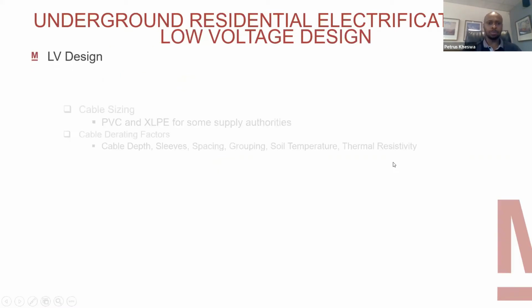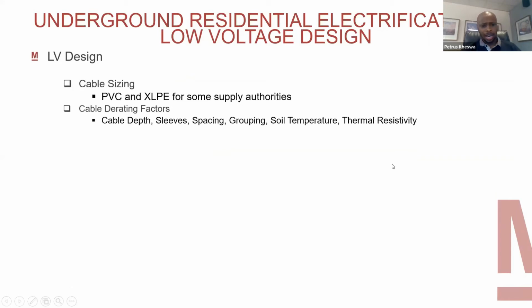And then if we now proceed to the LV design, that's also on the cable sizing. Supply authorities here mostly use PVC as the main LV feeders, but some supply authorities do use XLPE. Also in your LV design, you have to take into consideration the cable derating factors. LV cables are normally installed at a depth of about 700 millimeters below your final ground level. And if there are road crossings, obviously you'll put in sleeves.